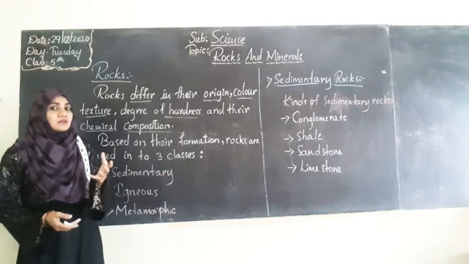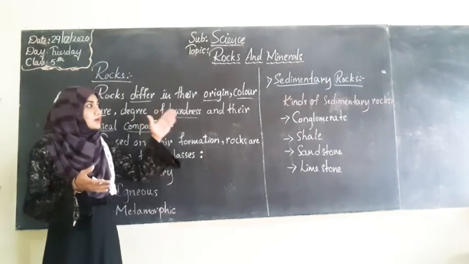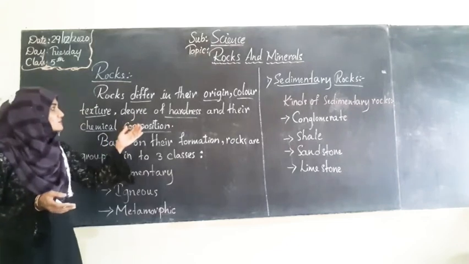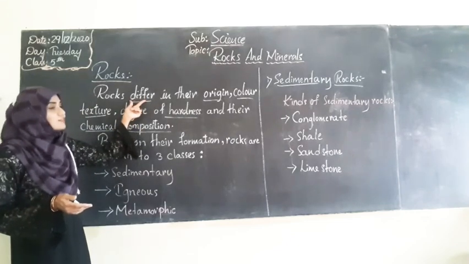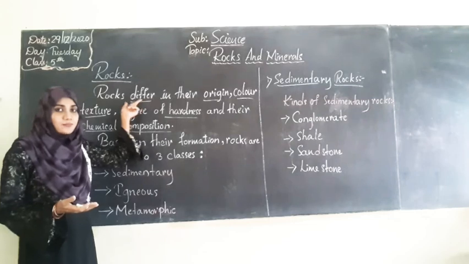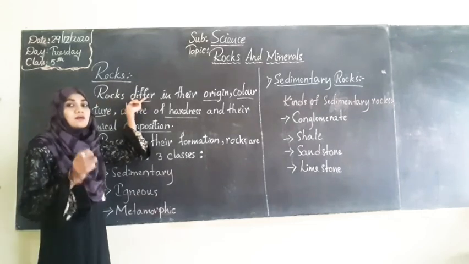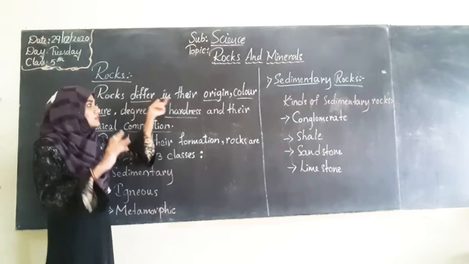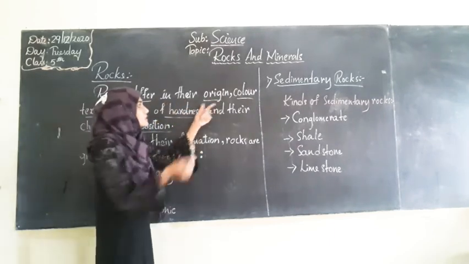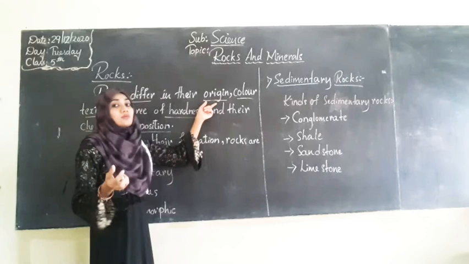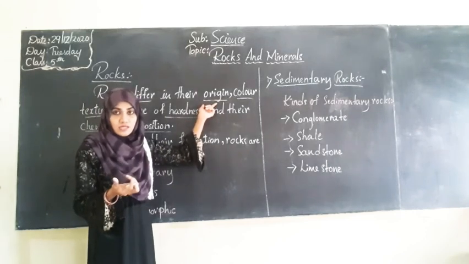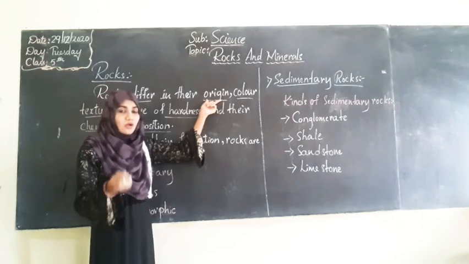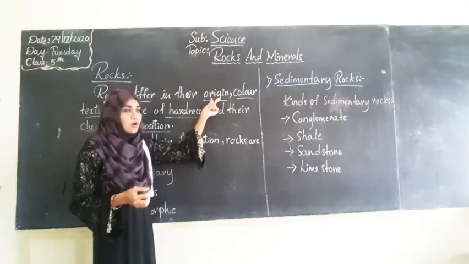Based on that, rocks have been divided into different categories. Differ means different. Matlab, rocks differ; not all rocks are the same. So rocks differ based on what? Based on their origin. Origin means where they were formed from, from what thing they were made. Origin is where they were found and how they were found.